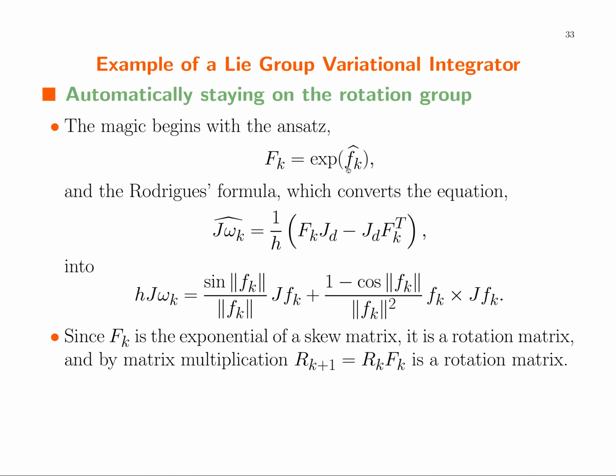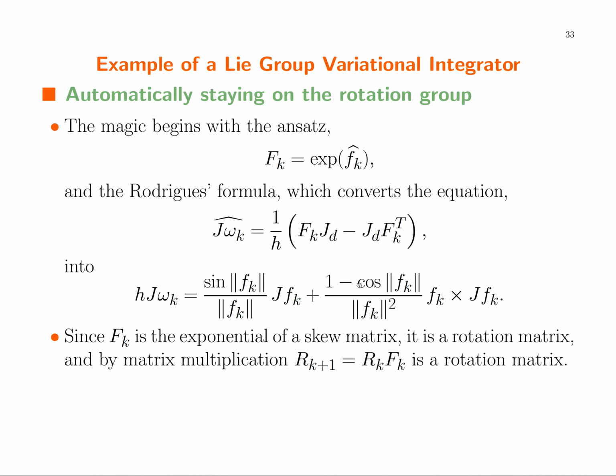And because it's a near to identity rotation, you can write this as the matrix exponential of some skew-symmetric matrix. The hat map basically is a Lie algebra isomorphism which maps 3 vectors to skew-symmetric matrices. And then there's what's called the Rodriguez formula, which converts this equation, which normally you would have to solve with the constraint that Fk is in the rotation group, so you can rewrite it now in terms of little fk.